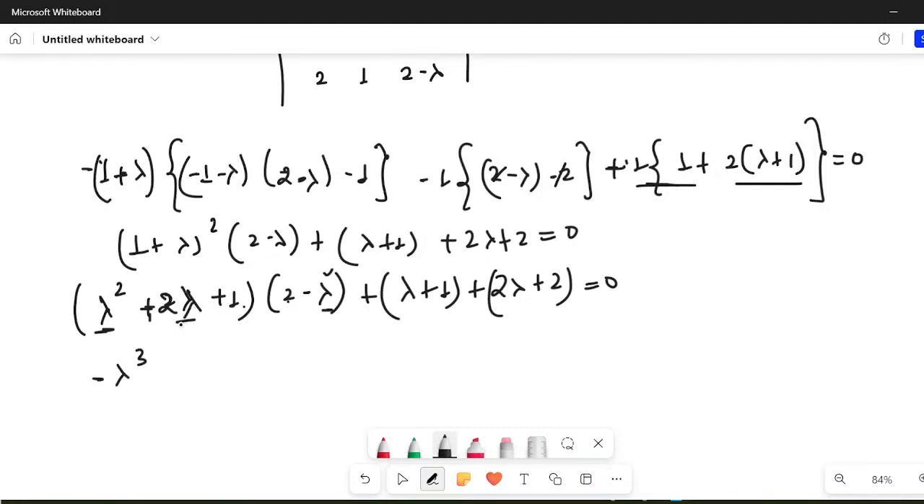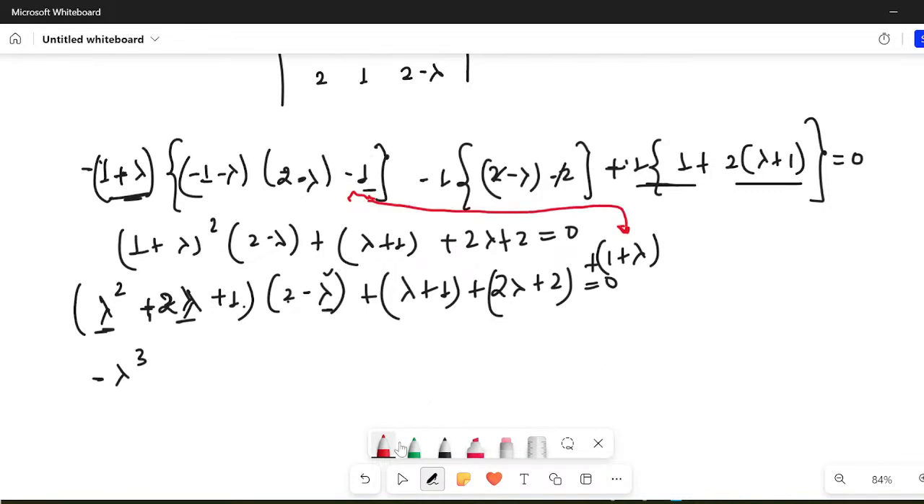Lambda square plus 2 lambda plus 1, 2 minus lambda, plus 1 plus lambda. Okay, this 1 plus lambda I have forgotten something. So I have to write an additional 1 plus lambda also. So this lambda we forgot, right? So this lambda I'm writing it here.